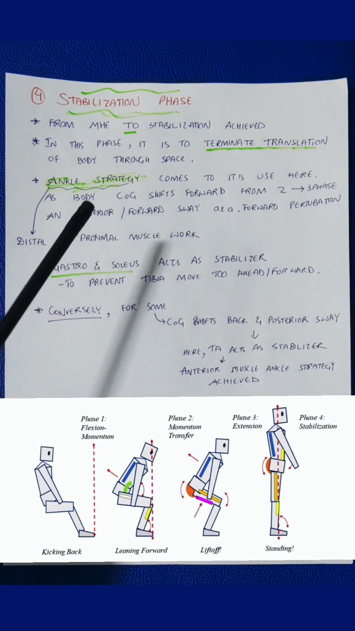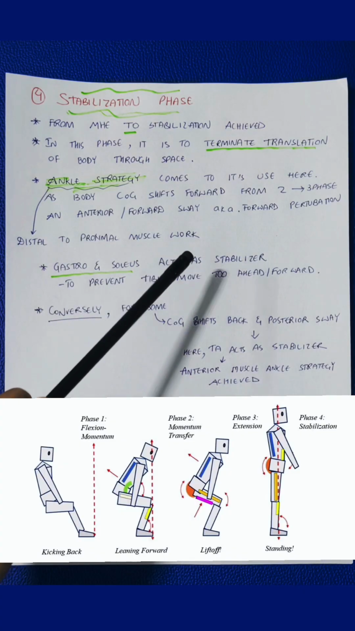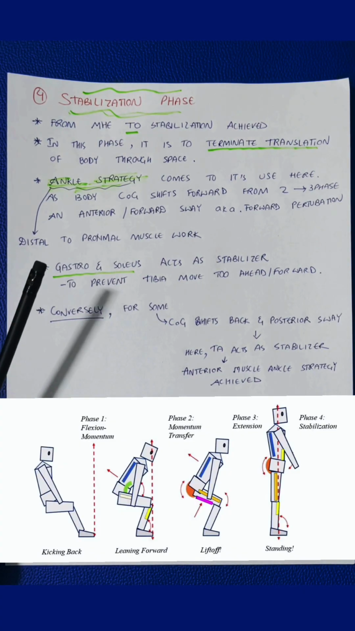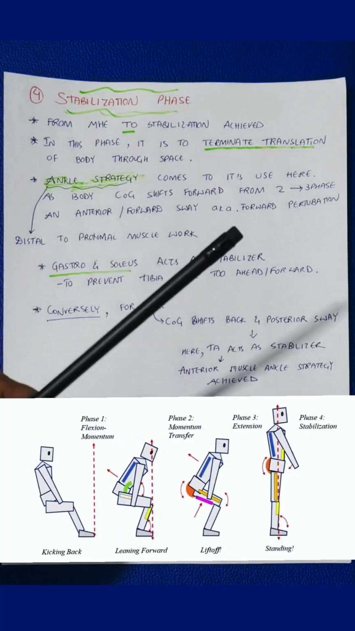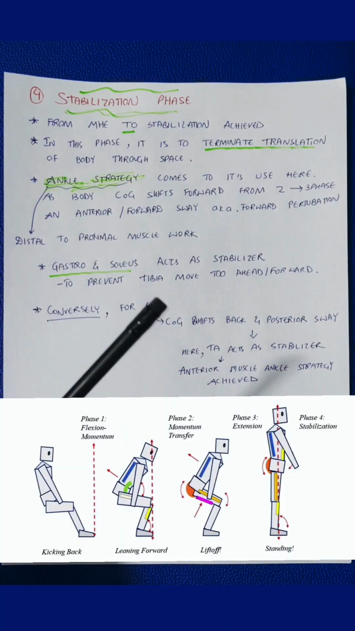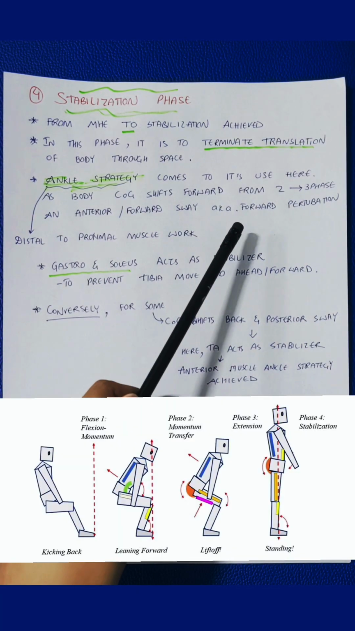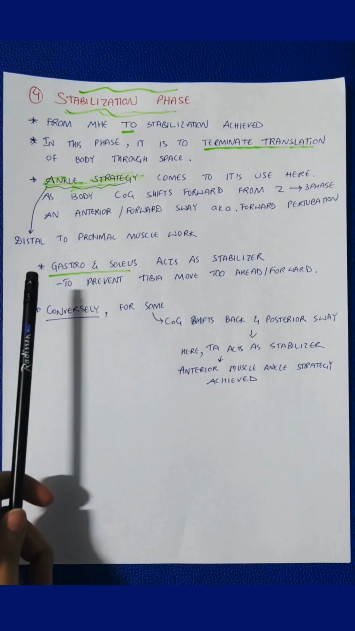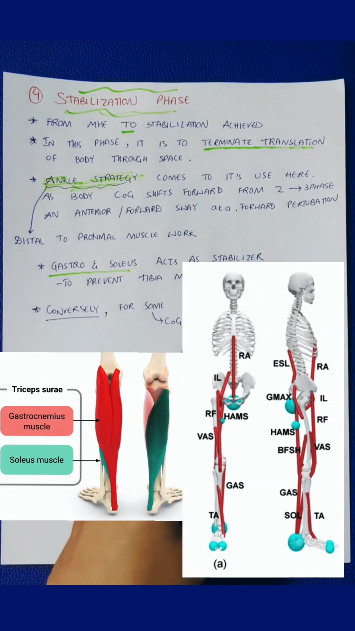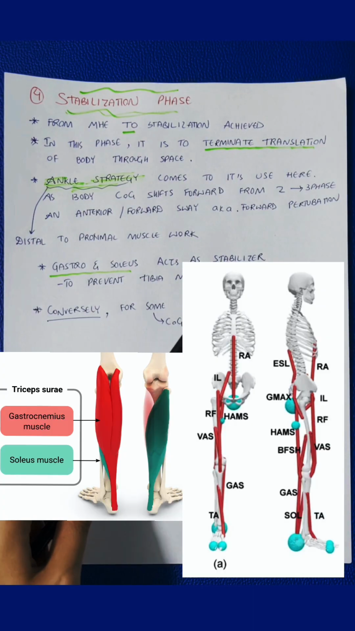So here the ankle strategy works, with distal to proximal muscle activation. As the body's center of gravity shifts forward from the second to third phase, an anterior or forward sway was seen, also known as forward perturbation. Gastrocnemius and soleus here act as stabilizers to prevent the tibia moving too far forward.